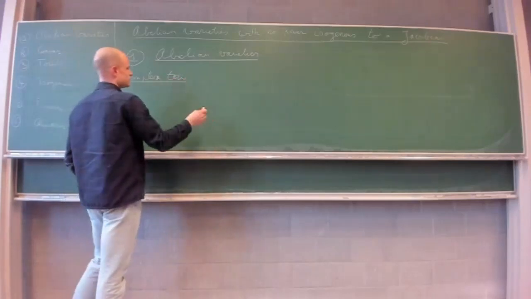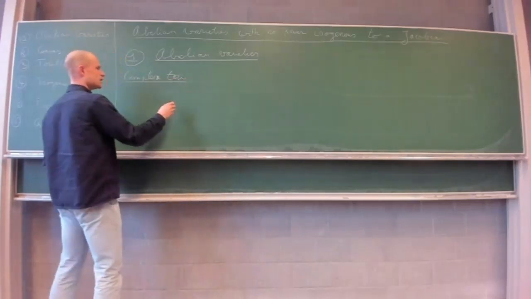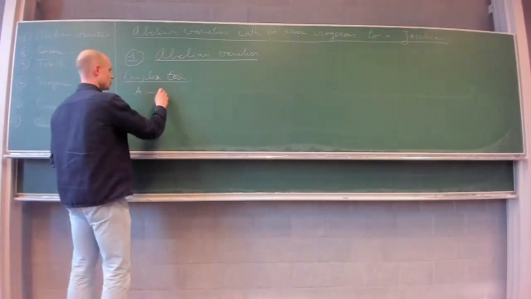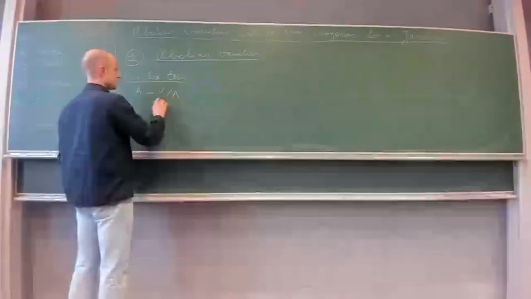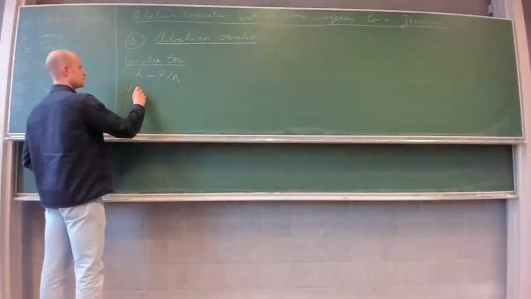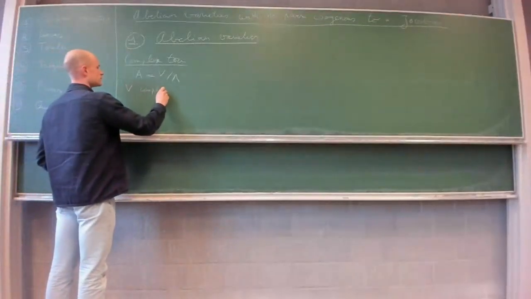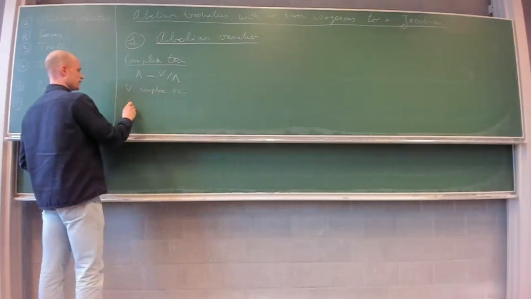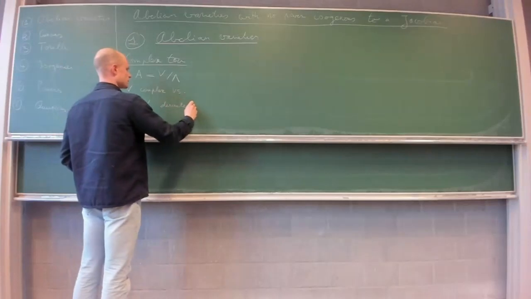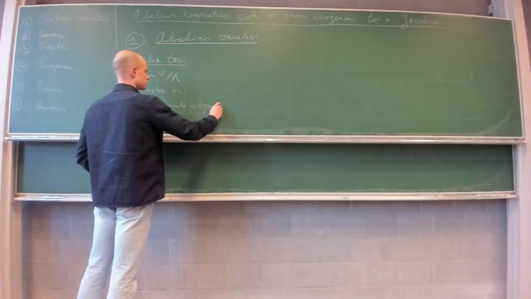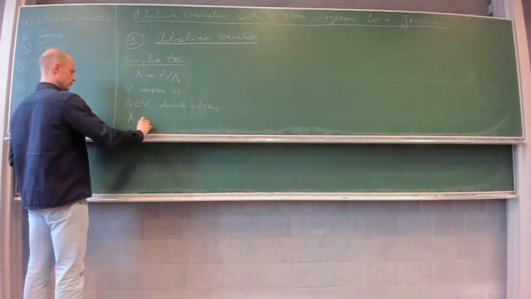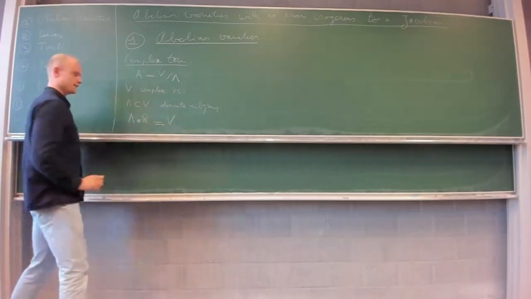So what is this? A complex torus is simply the quotient, I will call it A already, of some complex vector space by a discrete subgroup. So here V is a complex vector space, and lambda is a discrete subgroup such that if I tensor lambda with R, I get the entire vector space.